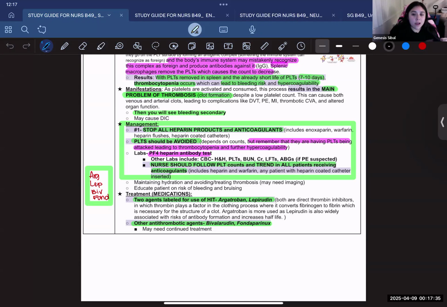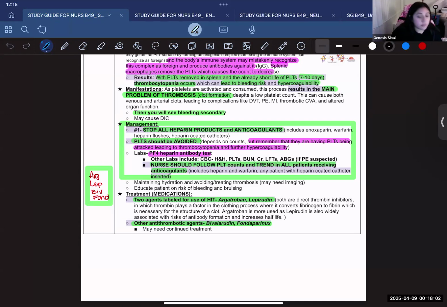Who knows if these other factors can also have the same response? So that includes warfarin and enoxaparin, heparin flushes, and heparin-coated catheters, because sometimes you have to flush those central lines with heparin or all these different things. And platelets should be avoided. That depends on the counts, but remember that they are having platelets being attacked. So this leads to thrombocytopenia and further hypercoagulability.